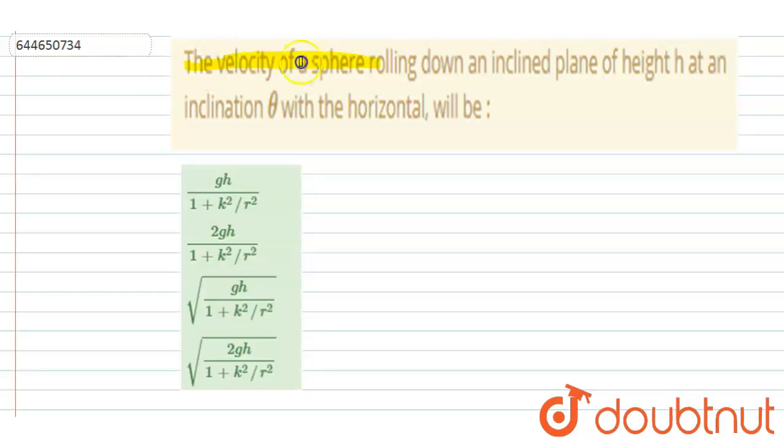Hello everyone. The velocity of a sphere rolling down an inclined plane of height h at an inclination theta with the horizontal will be. So if you see, when the rolling will occur, the point of contact will be at rest.